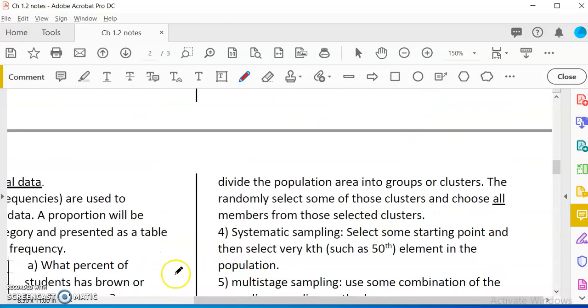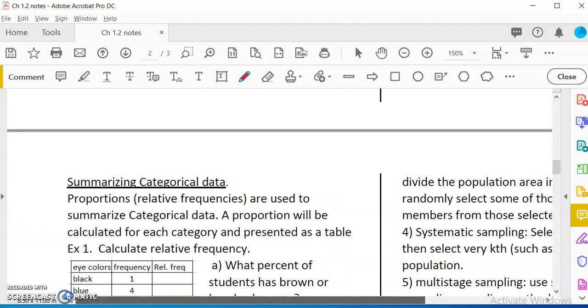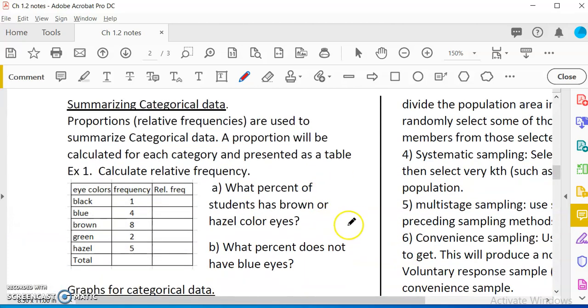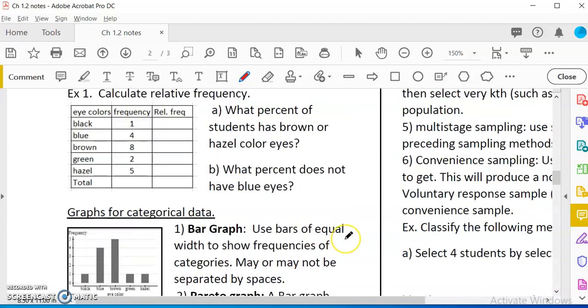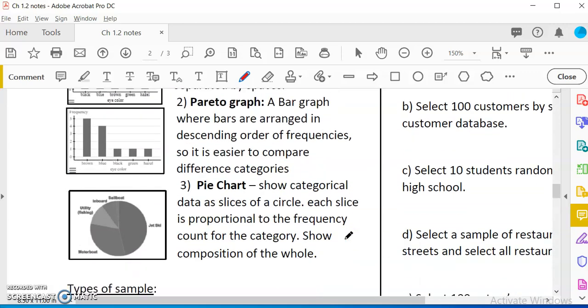So that is how you classify data. Why do we want to classify data? One use of classifying data is so we know how to summarize them. Okay, so in the next video, we'll talk about how to summarize categorical data. And then the third part, we'll talk about sampling method.